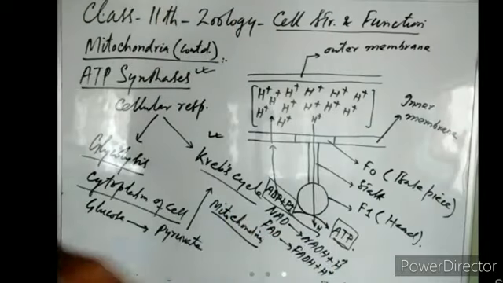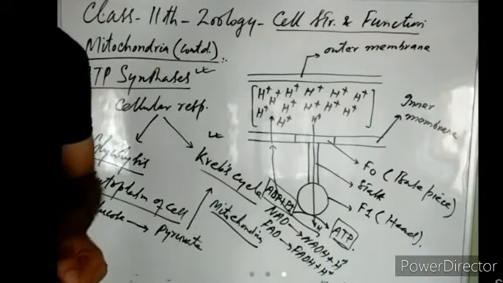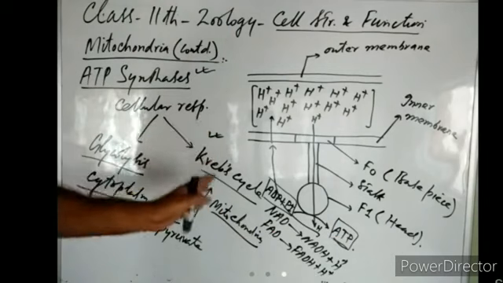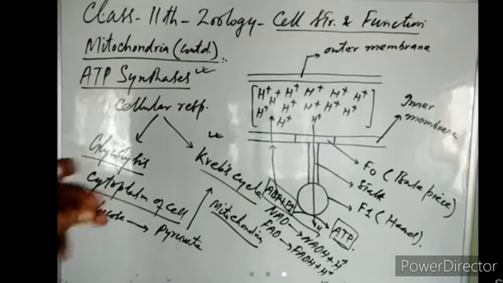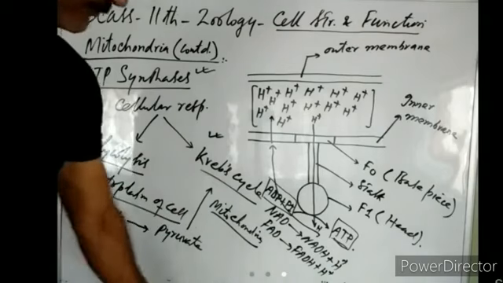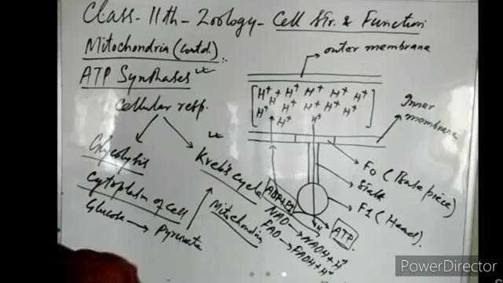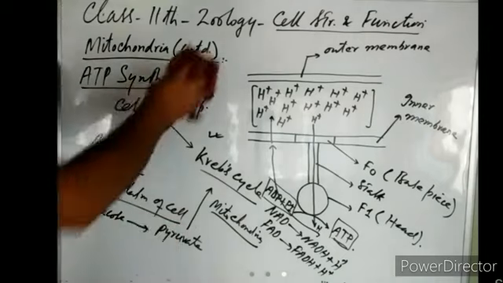So that is why they are known as powerhouses of the cell, because they generate the ATPs, right? That is the main function of mitochondria. So mitochondria are involved in the formation of ATPs. So that is all about the structure and function of mitochondria.